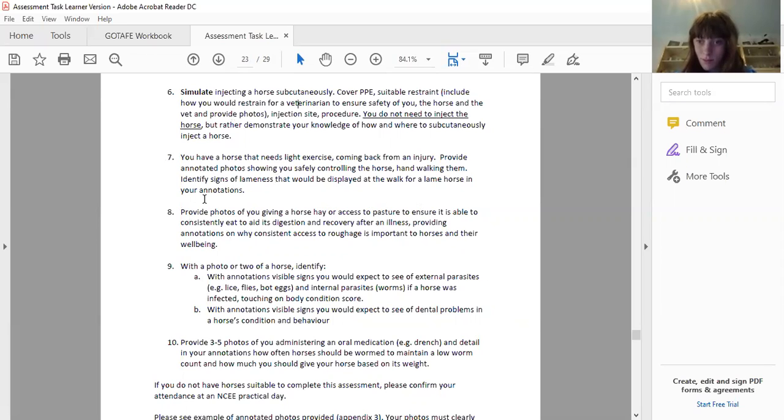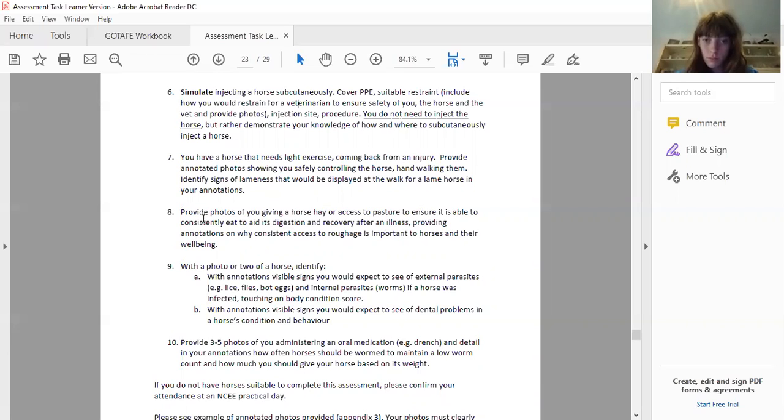You need to make notes under your photos of identify signs of lameness that would be displayed at the walk for a lame horse in your annotations. So you're looking at, okay, if you're safely controlling them and hand walking them, you should be commenting underneath with a photo of you leading them on the left-hand side. I've got my helmet on, I've got my work boots, or if you don't need a helmet in your workplace, that's fine. I'm leading the horse at the shoulder at the left-hand side, and because it is lame, these are the signs that I would be looking for with regards to its movement.